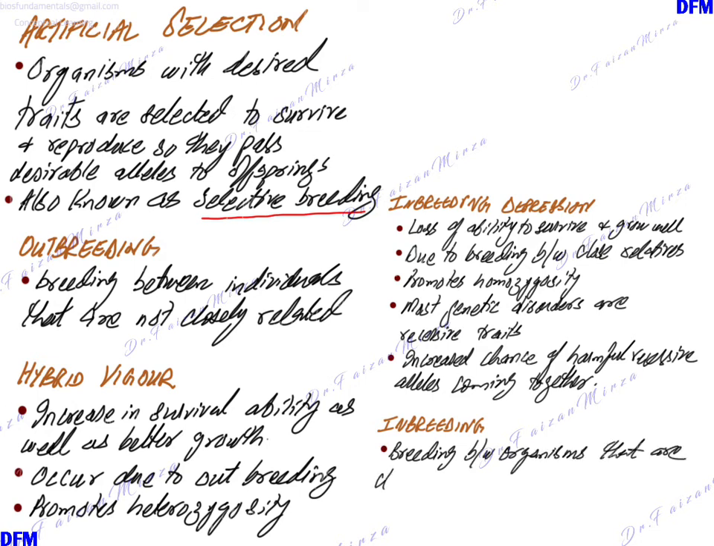Inbreeding is breeding between organisms that are closely related to one another. So inbreeding actually leads to inbreeding depression. And inbreeding depression actually refers to the loss of heterozygosity, or promoting homozygosity. And how do you counter this? You counter this by outbreeding, because outbreeding then promotes hybrid vigor.